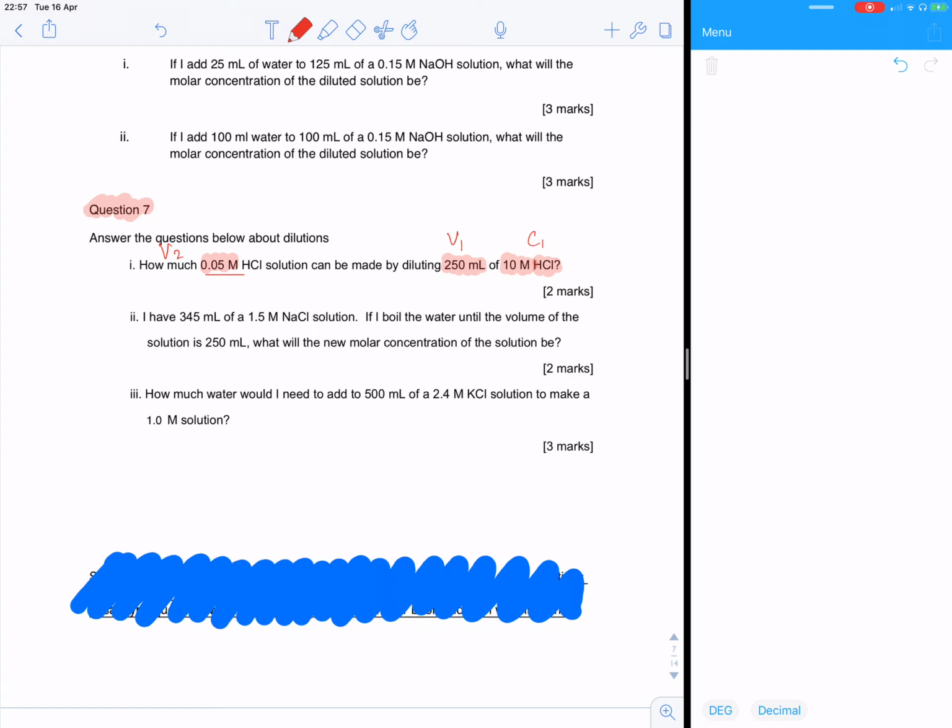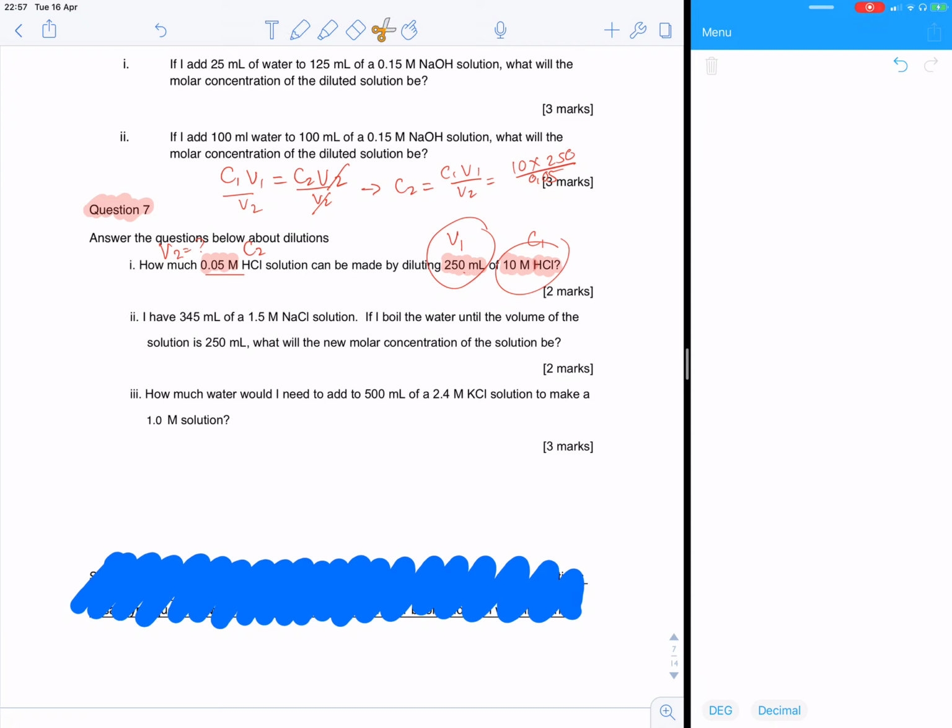and we're given C2, which is the concentration we're trying to make. So C1 V1 equals C2 V2. We're looking for V2, so we make V2 the subject by dividing both sides by V2. So that cancels there, so V2 equals C1 V1 over C2, where C1 is 10 times V1, which is 250, then divide that by 0.05, which is C2.